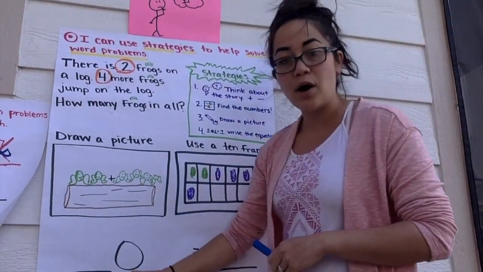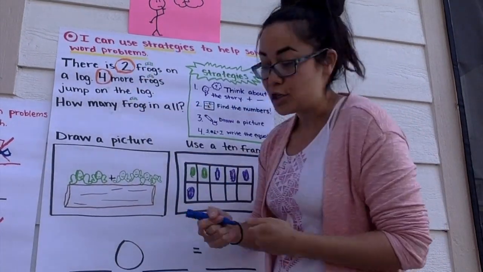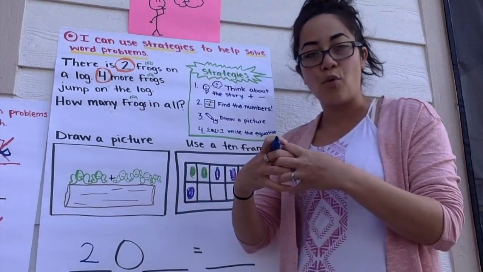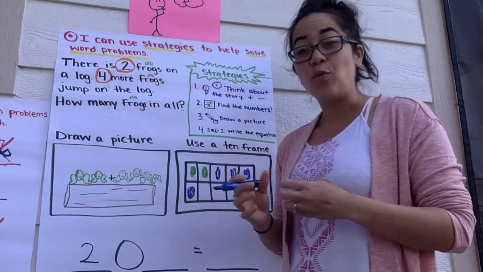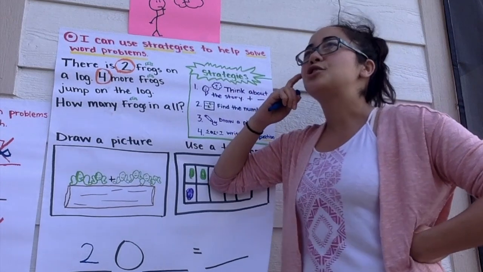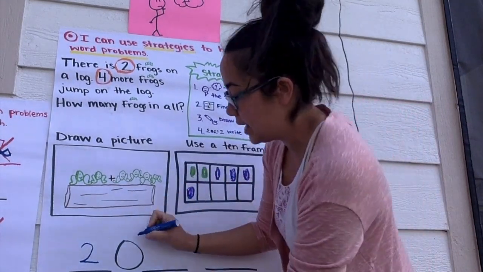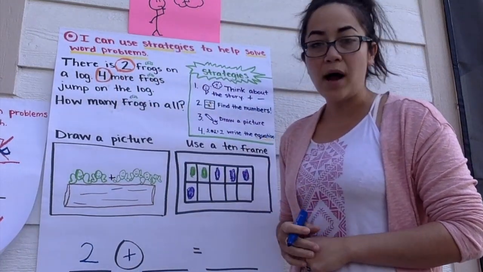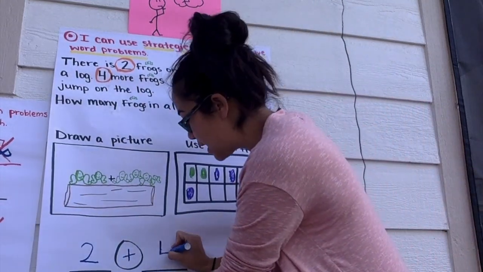How many frogs were on the log first? Let's go back. You're right. 2 frogs were on the log first. Did we add more or did we take away some of those frogs? Yeah, we added more. And if I stop and I think about my thinking, to show that we're adding more, I know I need the plus sign. So I'm going to draw the plus sign. How many more frogs did we add? 4 more frogs. You got it.